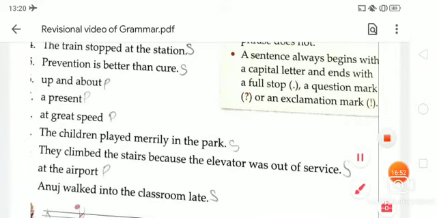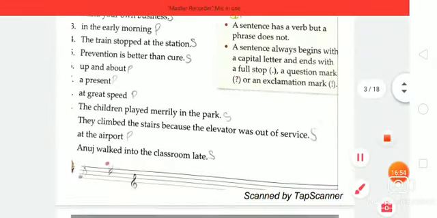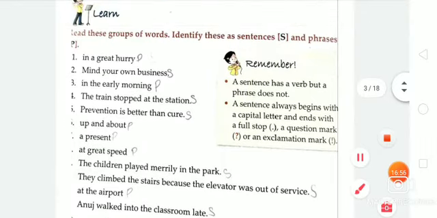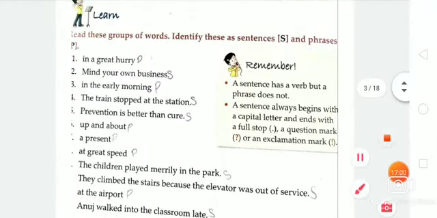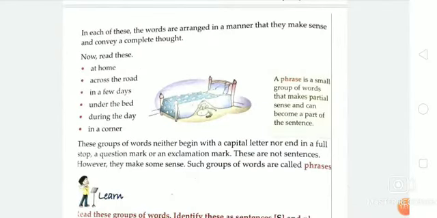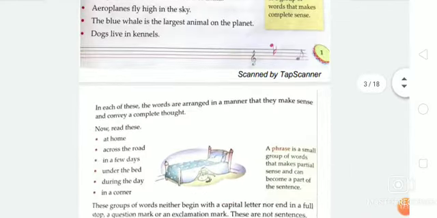Okay students, just like this you have to complete this given exercise. You have to identify phrases and sentences, and for that it is very important that you know the differences between a sentence and a phrase. Okay. So your today's homework is to write the definition of a sentence and its kinds, and also write the differences between a sentence and a phrase.